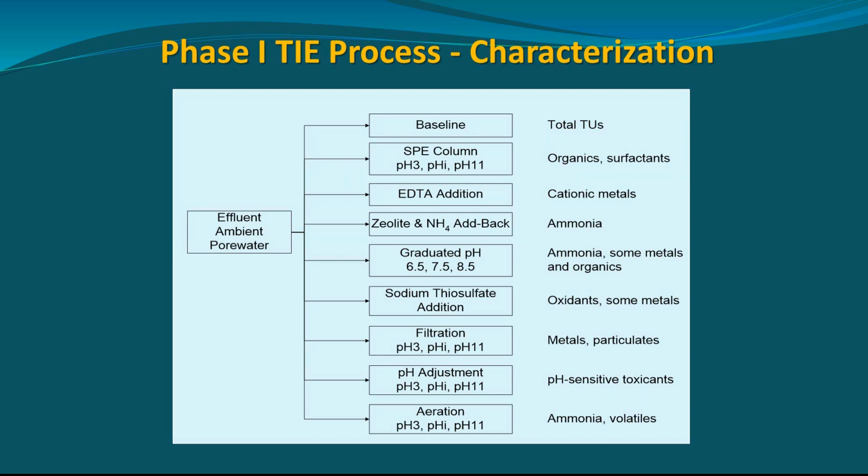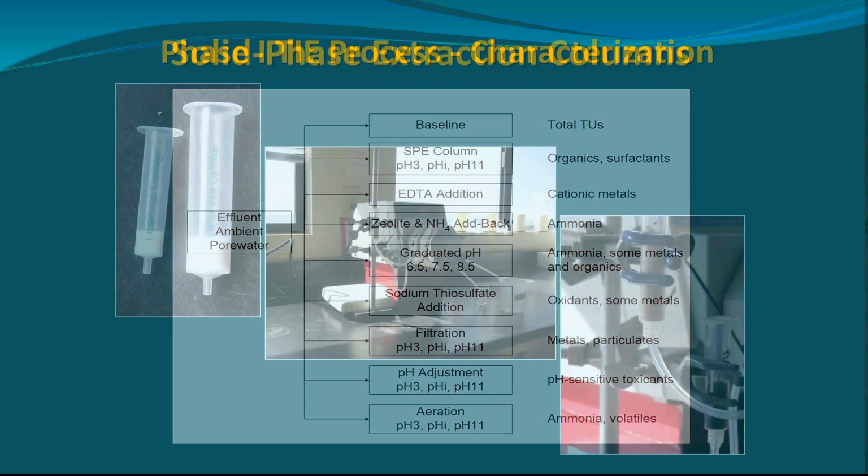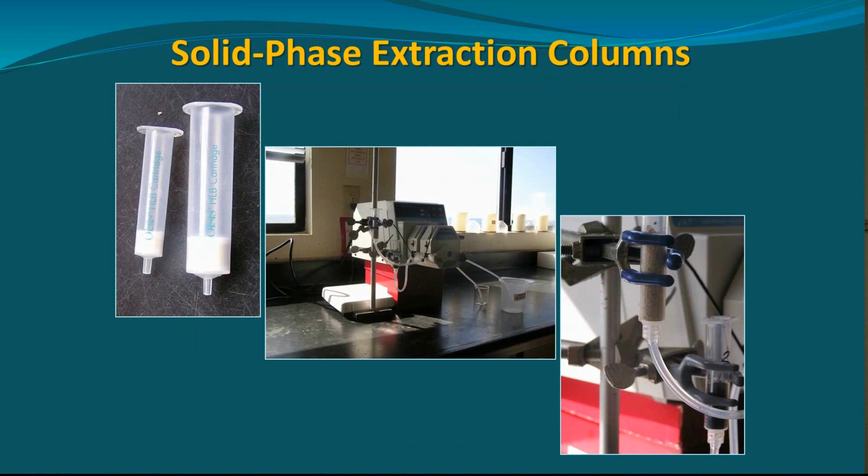And that happens quite often, especially in sediment TIEs, because the samples are so complicated. They have such complicated mixtures of contaminants in them. The examples I'm going to give you are a lot simpler than that, though.